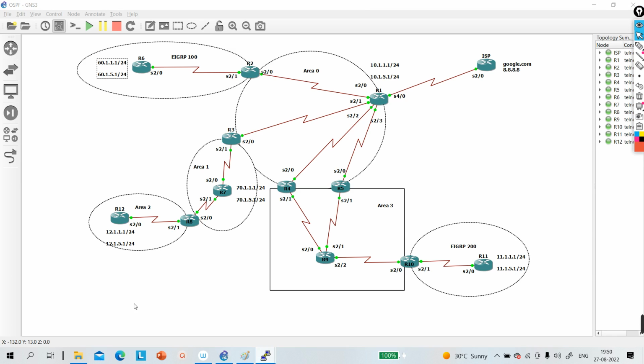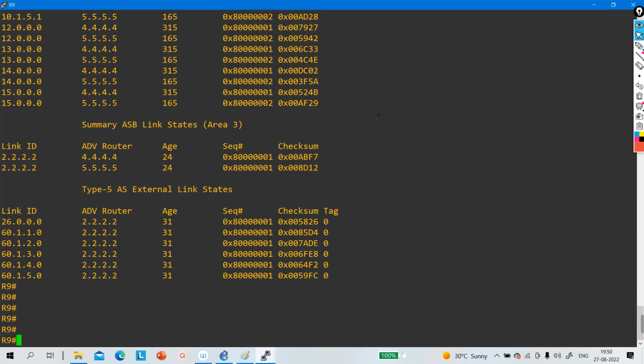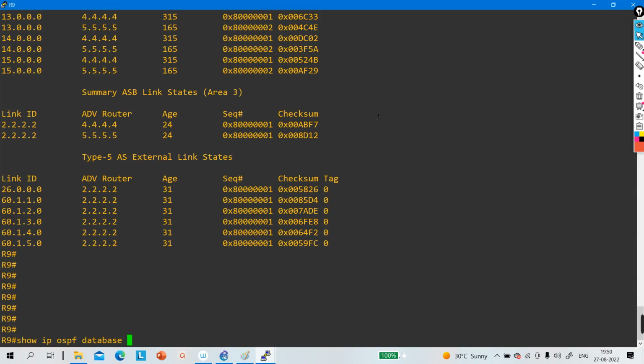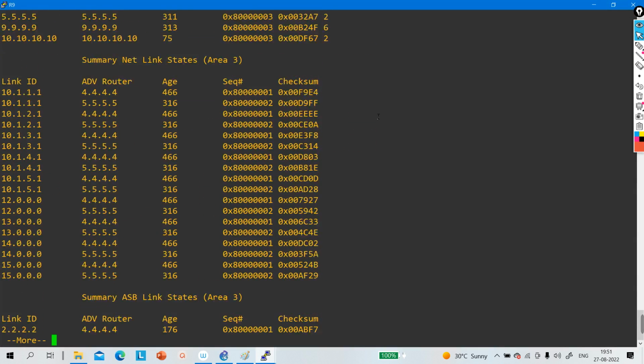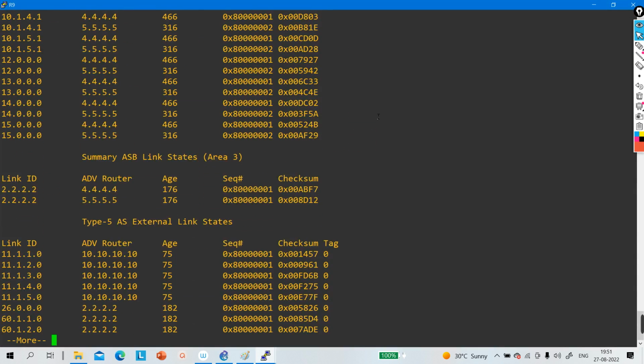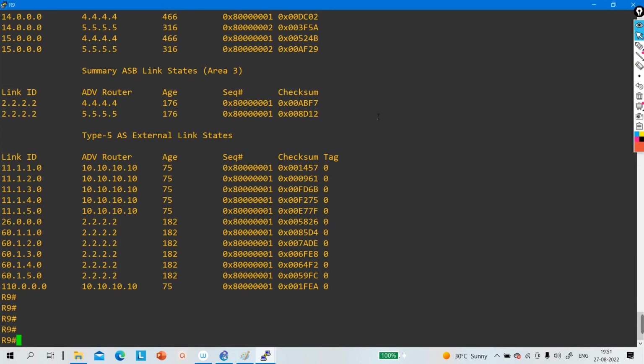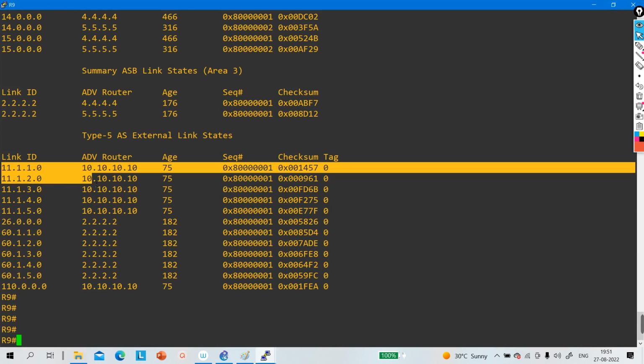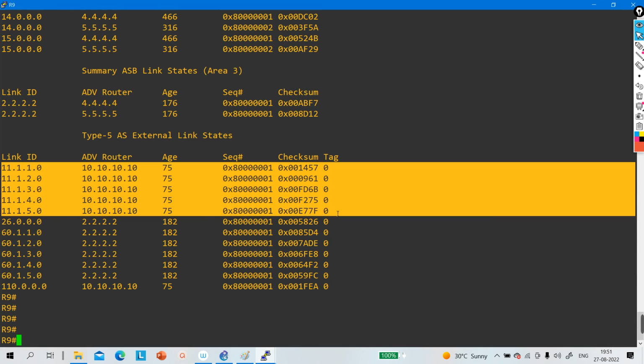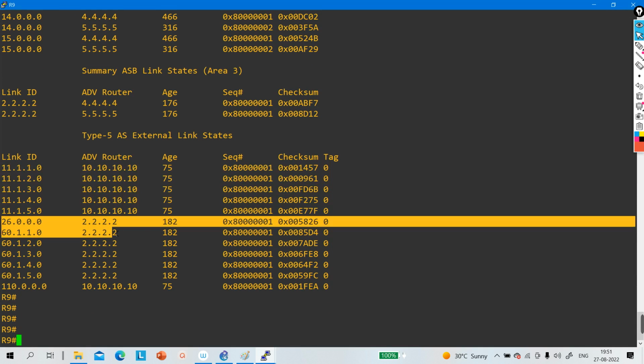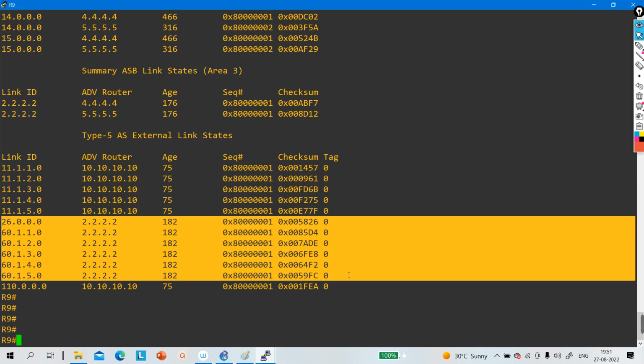So now you can verify here on router 9. You can run IP OSPF database. So see the size of the database, guys. In the database of router 9 there are some LSA 5 by router 10, and there are some LSA 5 by router 2.